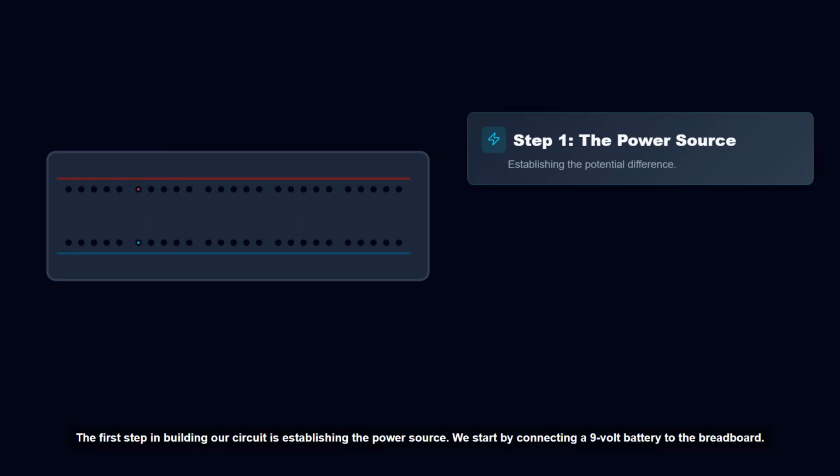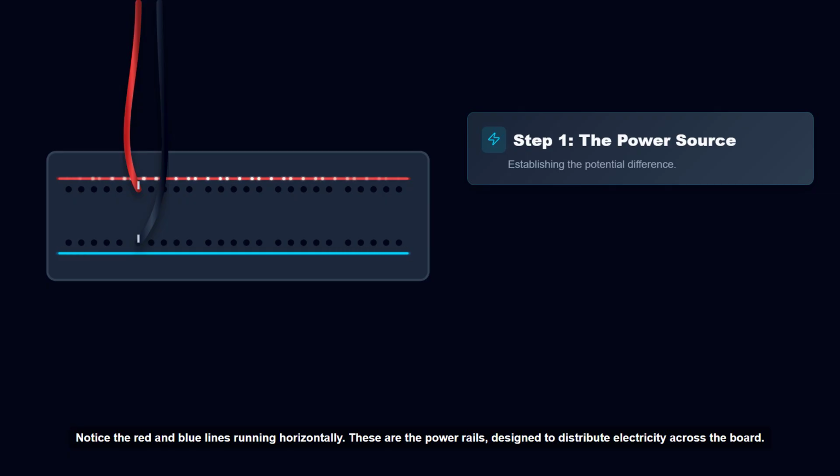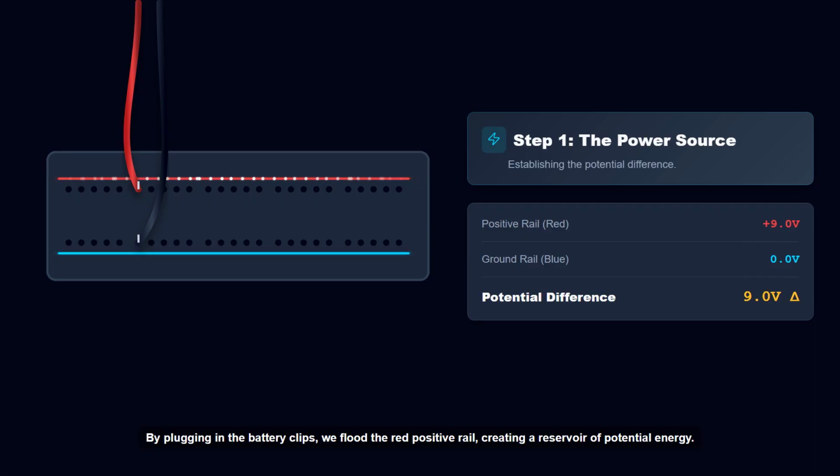We start by connecting a 9-volt battery to the breadboard. Notice the red and blue lines running horizontally. These are the power rails designed to distribute electricity across the board. By plugging in the battery clips, we flood the red positive rail, creating a reservoir of potential energy. The blue negative rail acts as our 0-volt ground. We now have a 9-volt potential difference ready to drive our circuit.